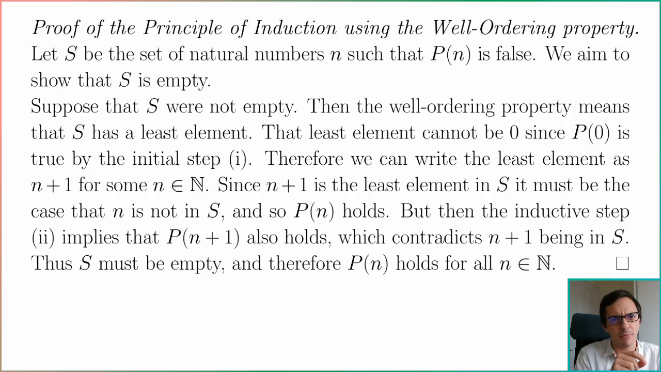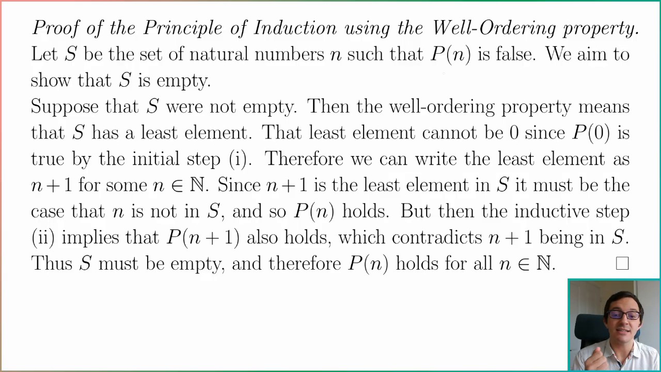Works like this. We're going to translate that problem, metaphorically, into a thing about subsets of the naturals. Here we are. So we're going to let S be the set of natural numbers such that Pn is false. We're going to try and show that's empty, to show that Pn is never false for any natural number. So suppose that S were not empty, that there were some points. We get to use the well-ordering property working this way round.